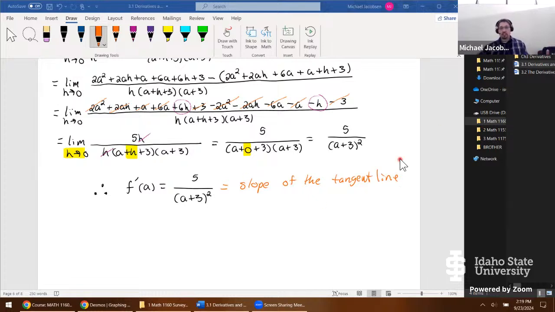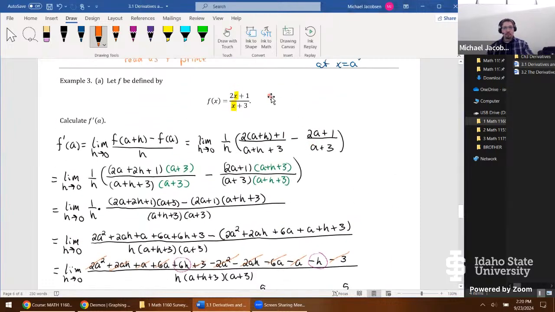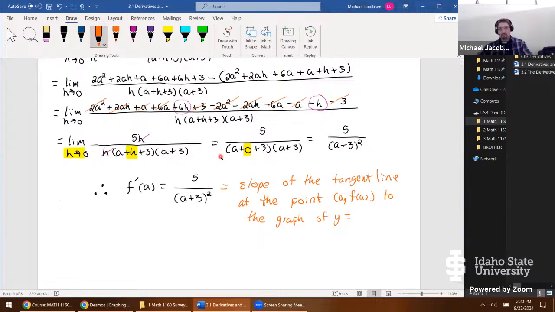So it's just the slope of the tangent line at the point a comma f of a to the graph of, this is a longer sentence than I anticipated, to the graph of y equals, and I forgot the original function, it was 2x plus 1 divided by x plus 3.